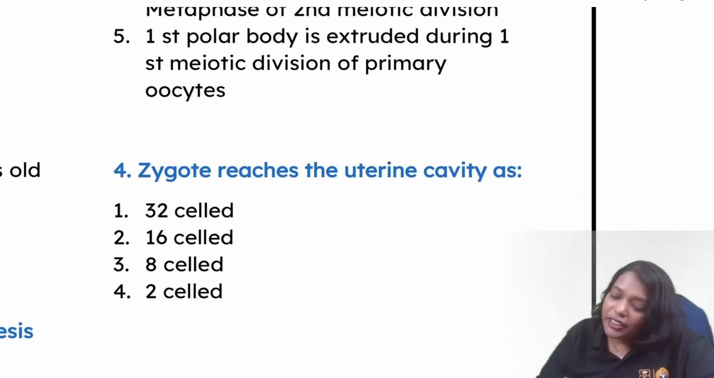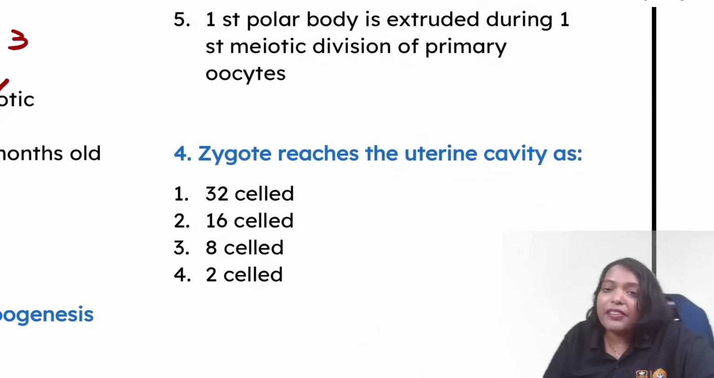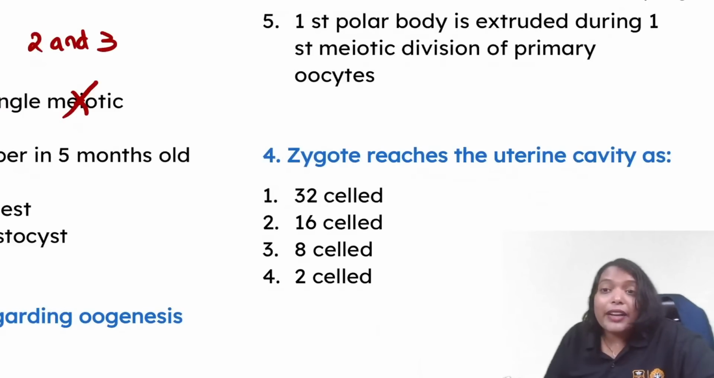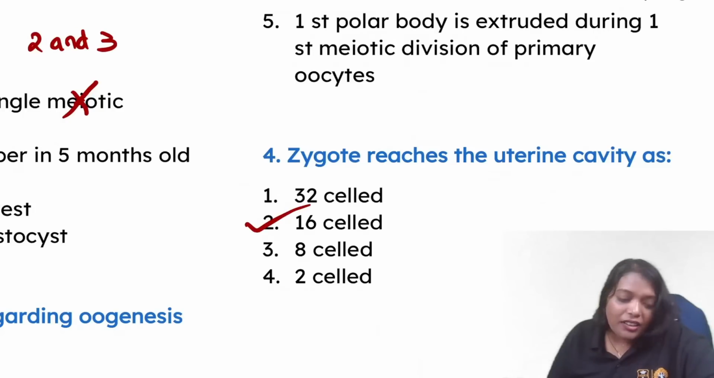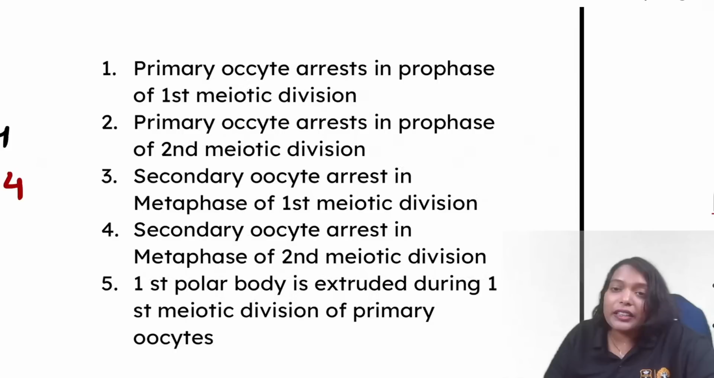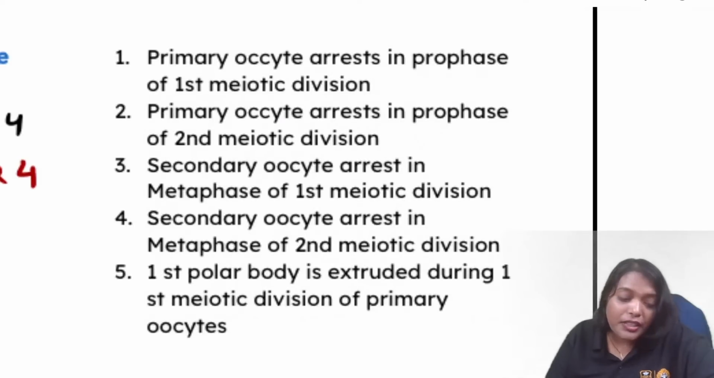Now again here: the zygote reaches the uterine cavity as 32 cell, 16 cell, 8 cell, 2 cell. The zygote reaches the uterine cavity as a 16 cell morula. So the answer here is 2. Now again here more than one option is correct. Choose the correct options and type them again.